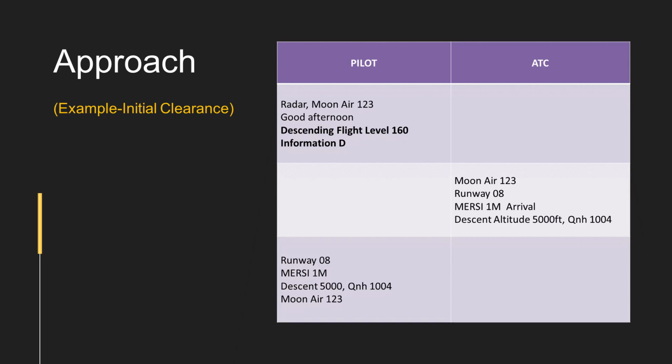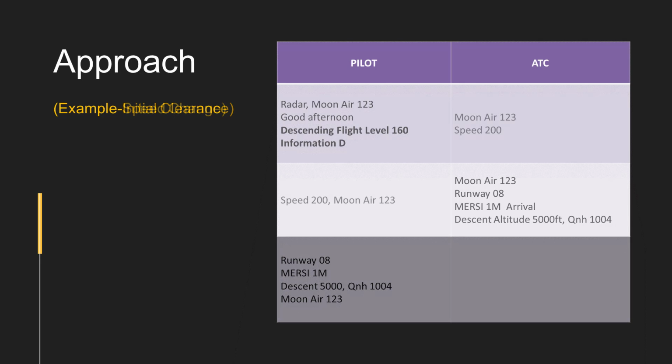Radar, Munir 123, good afternoon. Descending flight level 160, information Delta on board. Munir 123, runway 08, Mercy 1 Mike arrival, descent altitude 5000 feet and QNH 1004. Runway 08, Mercy 1 Mike arrival, descent 5000 feet, QNH 1004, Munir 123.